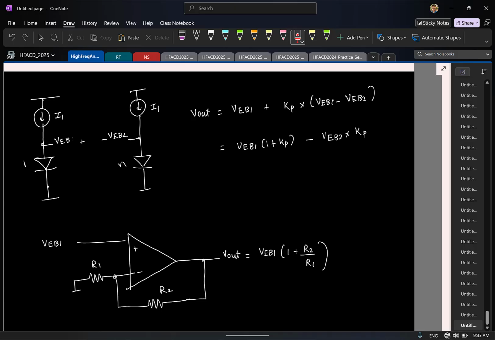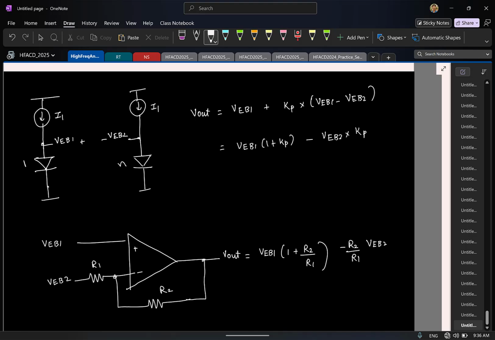Okay, terminals. What should I do exactly? Apply at the negative side. So if I connect this point to VEB2, now we can use superposition. When VEB2 was not there, this is the output I got. Now VEB1 is not there, only VEB2 is there. What will be the voltage I get? Minus R2 by R1 times VEB2. So this way, in a single circuit, you can get this full operation beautifully done.